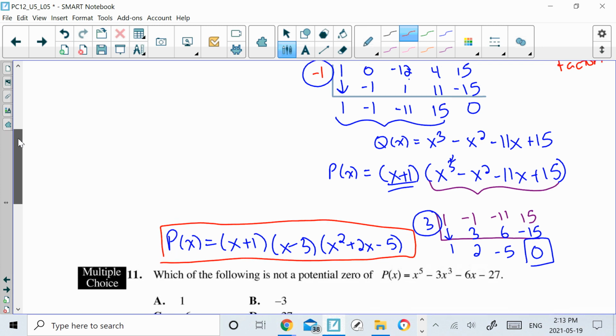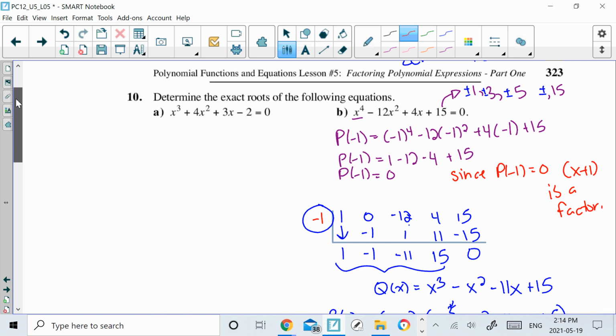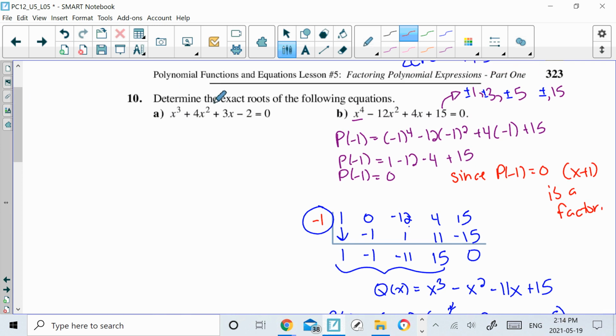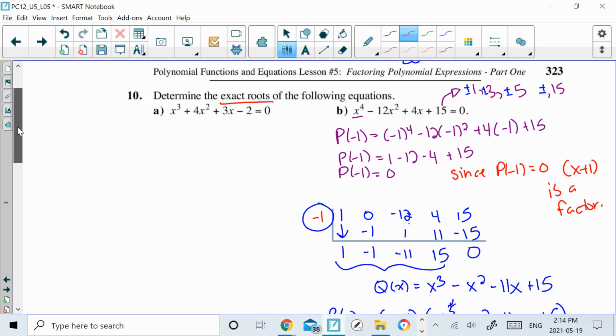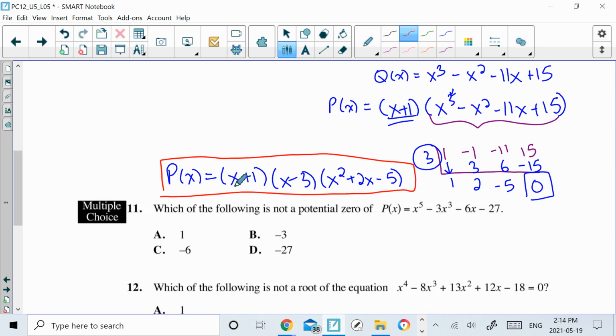Now, the question though, that wasn't actually the question, so I shouldn't have boxed it in. What it says is determine the exact roots of the equation. So I know that one of my roots is -1. One of my roots is 3. What would be the roots that I would get from this quadratic?